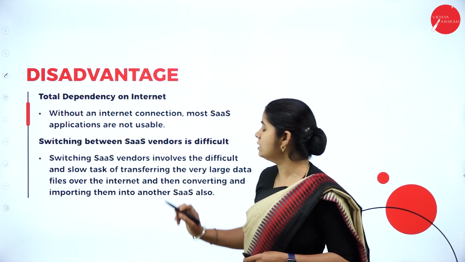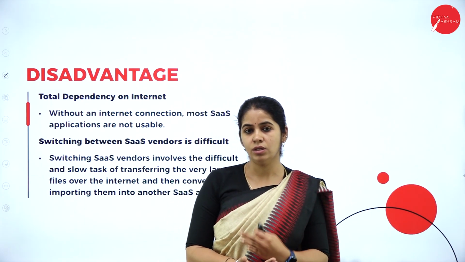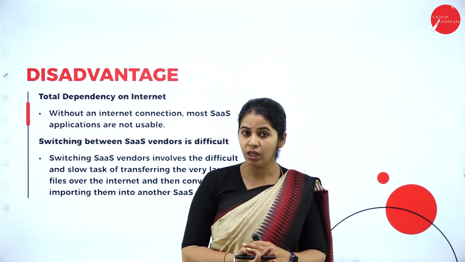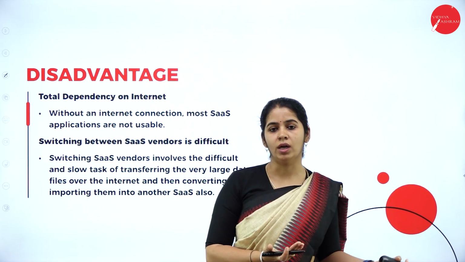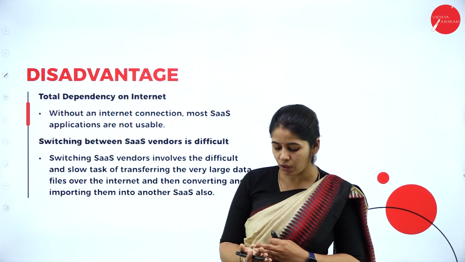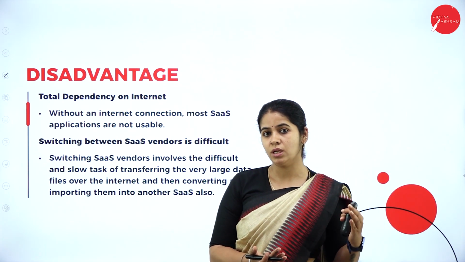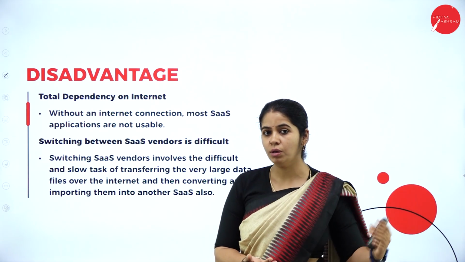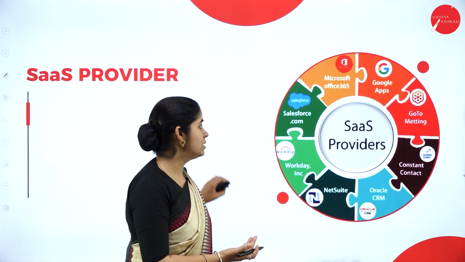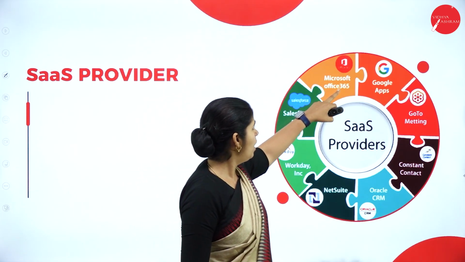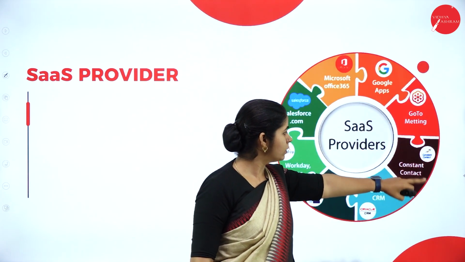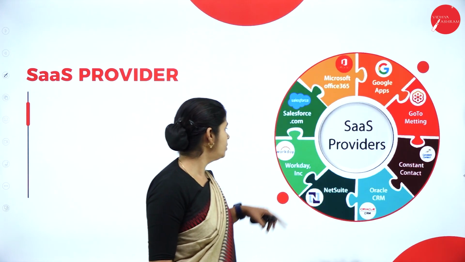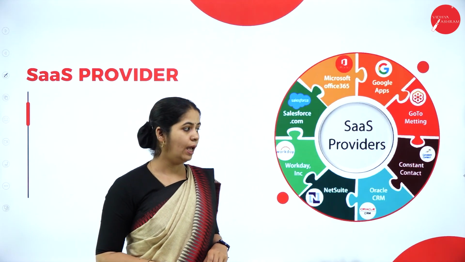Switching between SaaS vendors is difficult. You are taking the resources, the platform, and the application that is deployed on the platform, everything. Once you want to switch from one service provider to another, it is very difficult because you are taking everything from the same provider, and if you want to replace it from the base, you have to replace everything. So these are some of the SaaS service providers: Salesforce, Microsoft Office 365, Google Apps, Google Meet, GoToMeeting, Constant Contact, Oracle NetSuite, and Workday. These are some of the SaaS providers who provide software as applications.